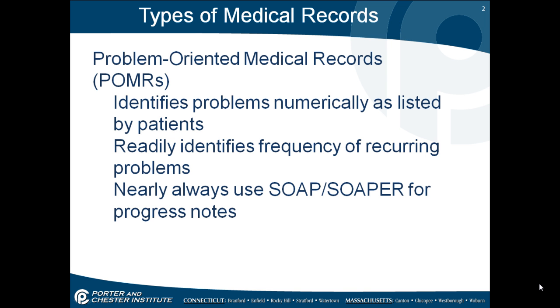Types of medical records. Problem-oriented medical records, POMRs, identify problems numerically as listed by the patient, readily identify the frequency of recurring problems, and nearly always use SOAP or SOAPER for progress notes. SOAP stands for subjective, objective, assessment, and plan. The ER is for education and response of the patient to the education.